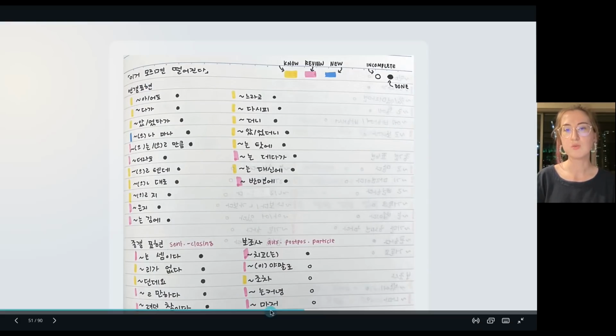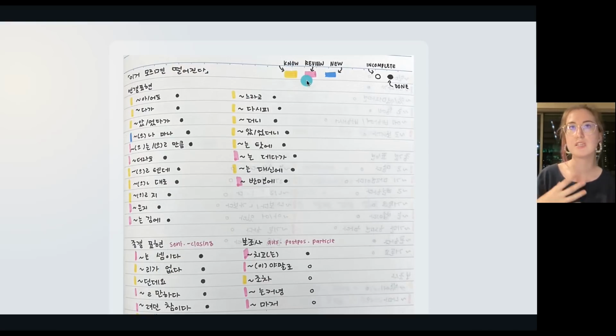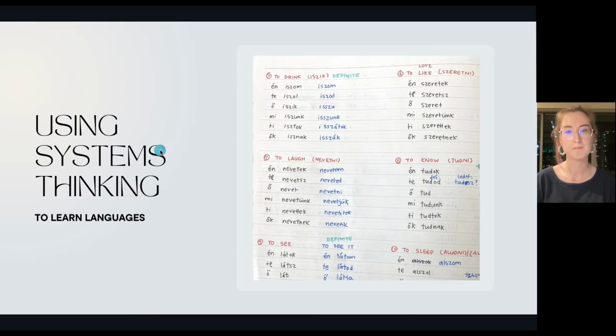So I wrote down every single grammar structure that I needed to learn, and I assigned a color to it. Yellow meaning I already know this, pink meaning I've heard of it, I just need to look at it again, and blue meaning this is completely new to me. And then an open circle means I still need to study it, and a colored circle means I have finished it. And this way, I did not feel overwhelmed with how much I needed to study. I was able to map it to learning a certain number of grammar structures per day before the exam. And I really systematized my language learning, and I was able to pass the exam with a higher score than I thought I would.